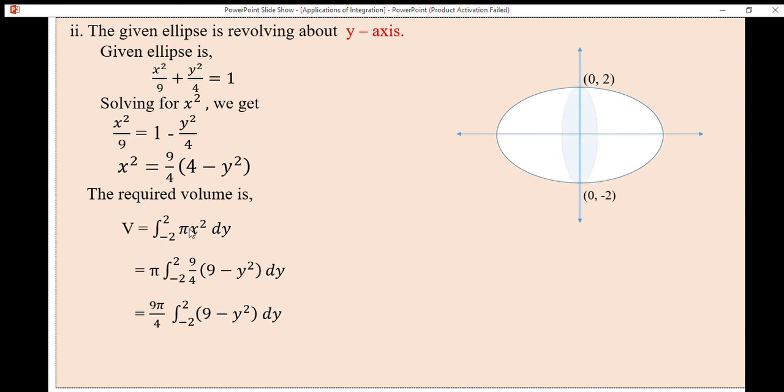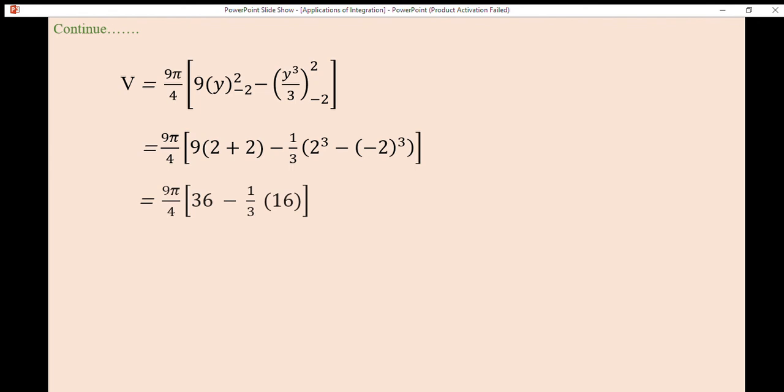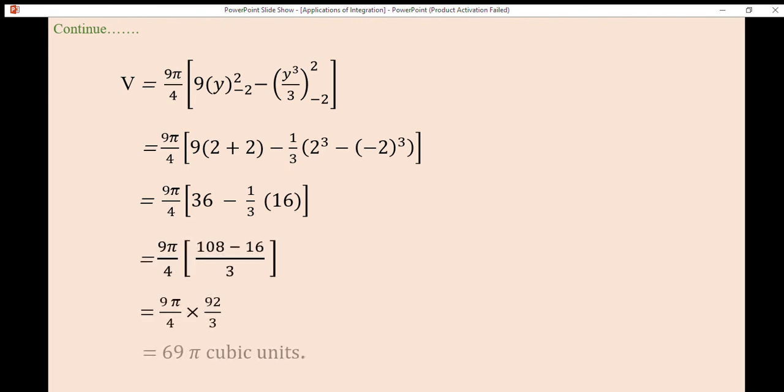Next, substitute the value of x square there. It is 9 by 4 into 9 minus y square. Take the constants out again, same logic, and integrate the algebraic term. In that way, we will get 9 into integration of 1, which is y, minus integration of y square, which is y cube upon 3. Apply limits, same as in the previous first question, and you'll get your answer as 69 pi cubic units. Thank you.